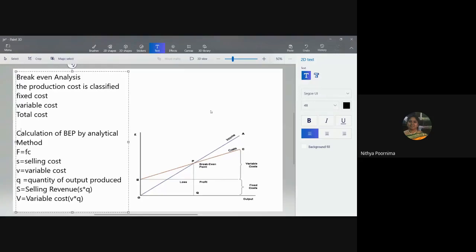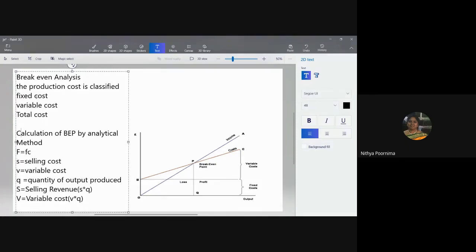Break-even analysis is also like a graphical model describing the relationship between cost and revenues. Basically it is a graphical model which brings about a relationship between cost and revenues. It also indicates the production and the costs that are incurred with it, right? Before moving on to the break-even analysis, you should know the production cost is basically classified into fixed cost, variable cost, and total cost.